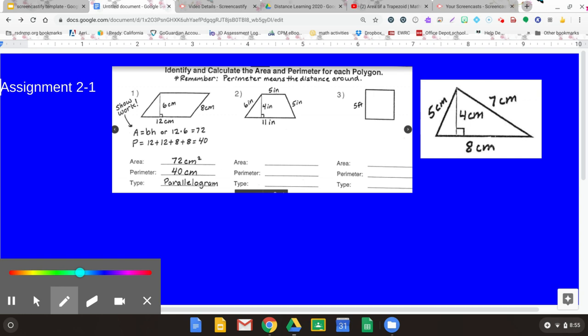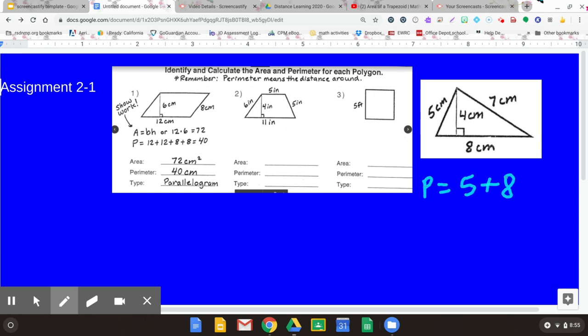And then finding the perimeter of this triangle is simply adding all sides together. So the perimeter equals 5 plus 8 plus 7. 5 plus 8 is 13 plus 7. So the perimeter equals 20 centimeters.